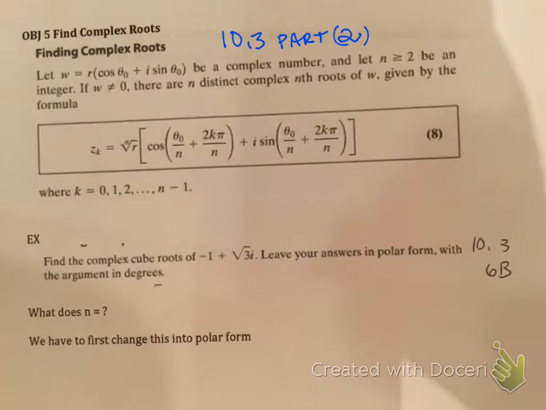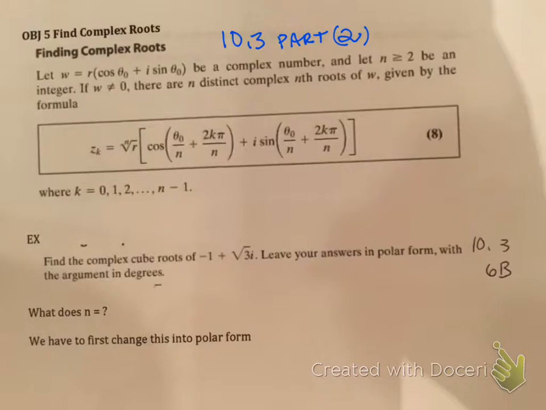Let w equal r cosine theta plus i sine theta be a complex number, and let n be greater than or equal to 2 be an integer. If w does not equal 0, there are n distinct complex nth roots of w given by the formula z sub k equals the nth root of r times cosine of theta over n plus 2k pi over n, plus i sine of theta over n plus 2k pi over n, where k equals 0, 1, 2, up to n minus 1.